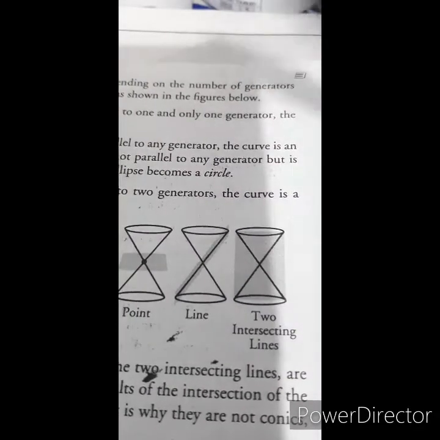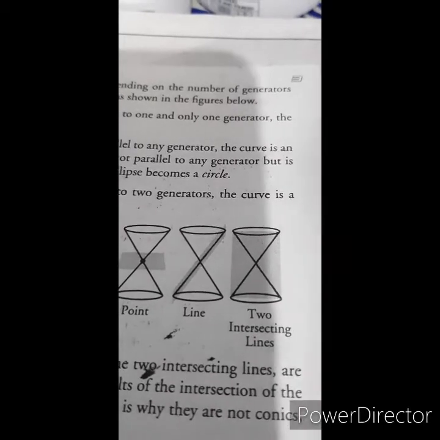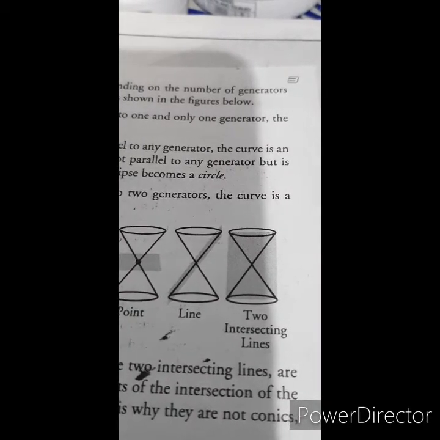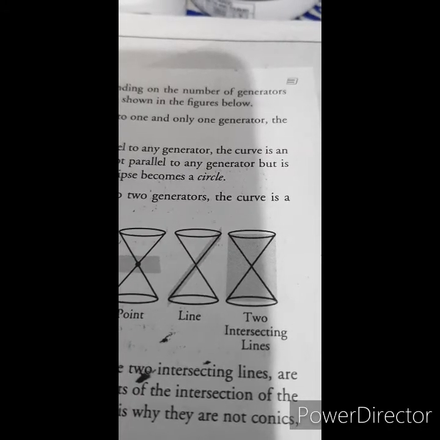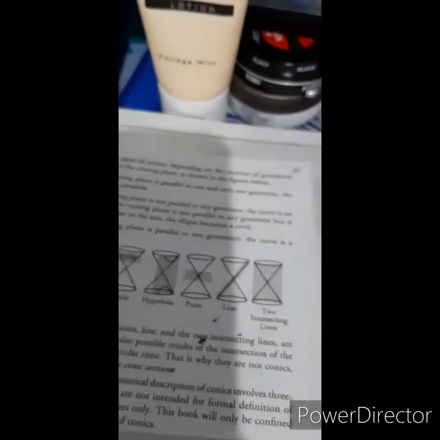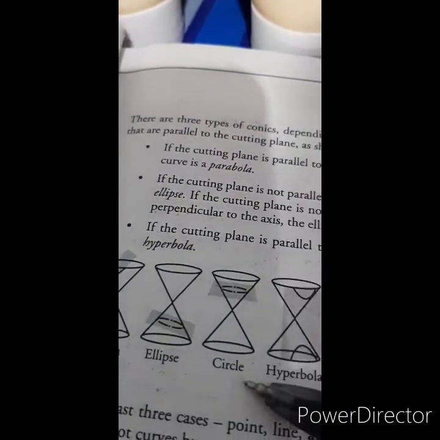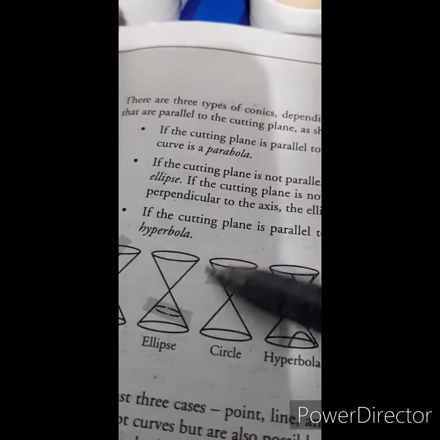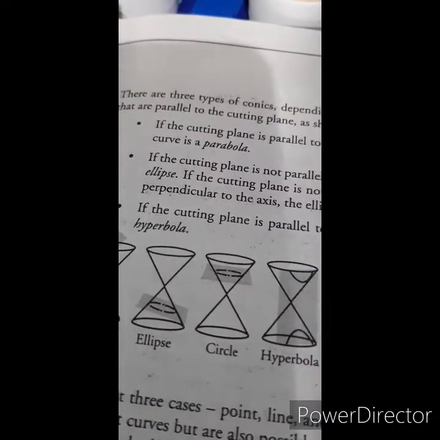Next, we have the point, line, and two intersecting lines. These represent the concepts of degenerate conics. Later on in our discussion, we will discuss a deeper concept of this. However, in this video, we will just focus on the special type of ellipse, which is the circle.